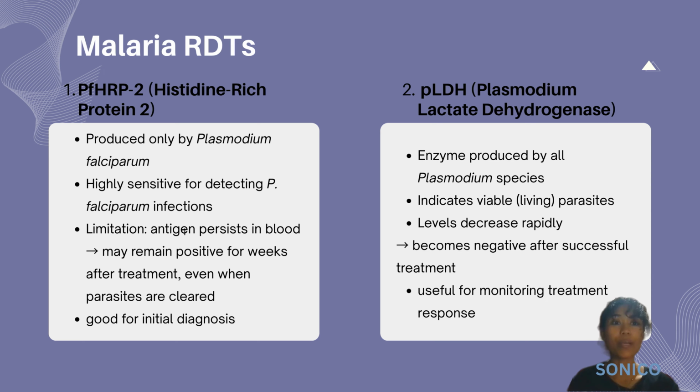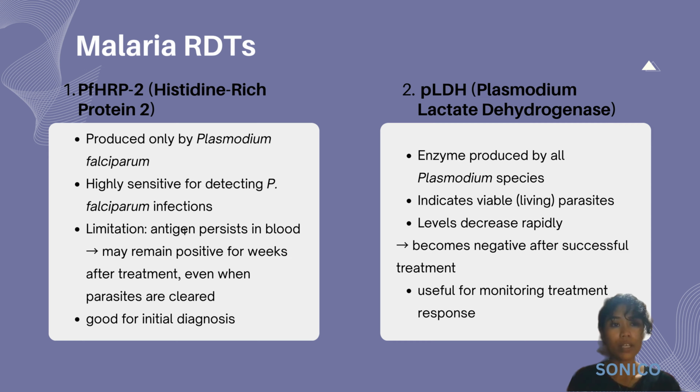There are two main antigen targets commonly used in malaria RDTs. The first one is the PfHRP2, or histidine-rich protein 2. This antigen is produced especially by Plasmodium falciparum, which is the most dangerous species causing malaria. Because of its high sensitivity, PfHRP2 is very effective for detecting P. falciparum infections. However, one limitation is that this antigen can remain in the bloodstream even after successful treatment, causing false positive results.